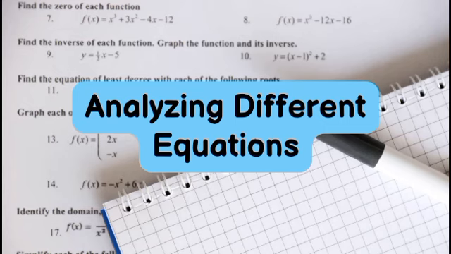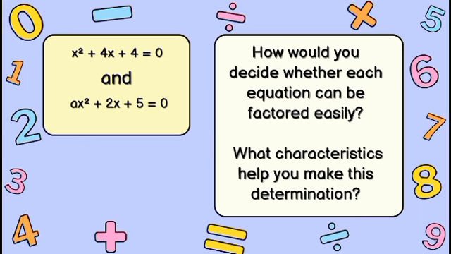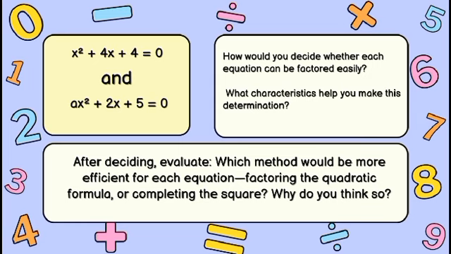Let's analyze different types of quadratic equations. Here are two equations: x squared plus 4x plus 4 equals 0, and x squared plus 2x plus 5 equals 0. How would you decide whether each equation can be factored easily? What characteristics help you make this determination? After deciding, evaluate: which method would be more efficient for each equation, factoring, the quadratic formula, or completing the square? Why do you think so?